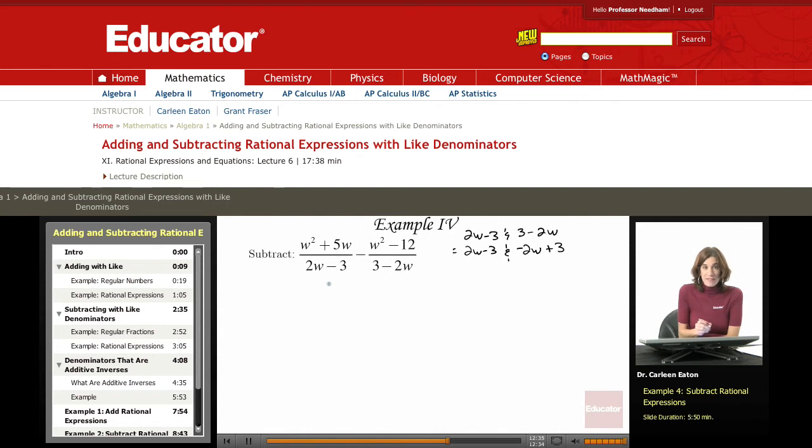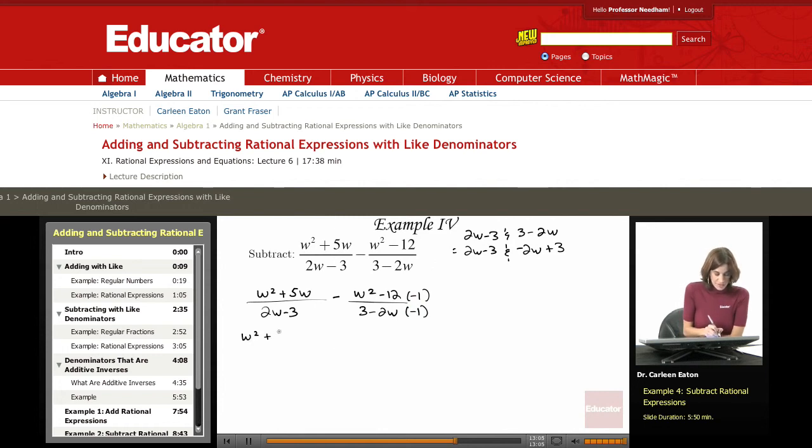Remember that when you have additive inverses in the denominator, you multiply one of the rational expressions, both the numerator and the denominator, by -1. That's going to give you a common denominator. Okay, I'm multiplying the numerator by -1 and the denominator by -1.